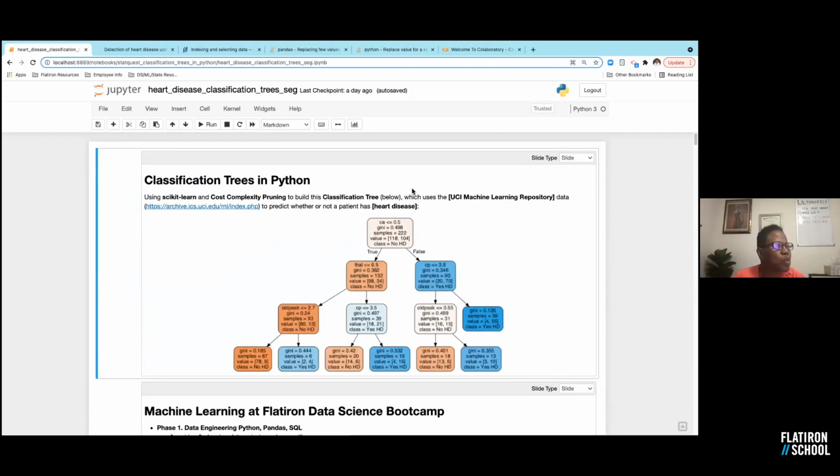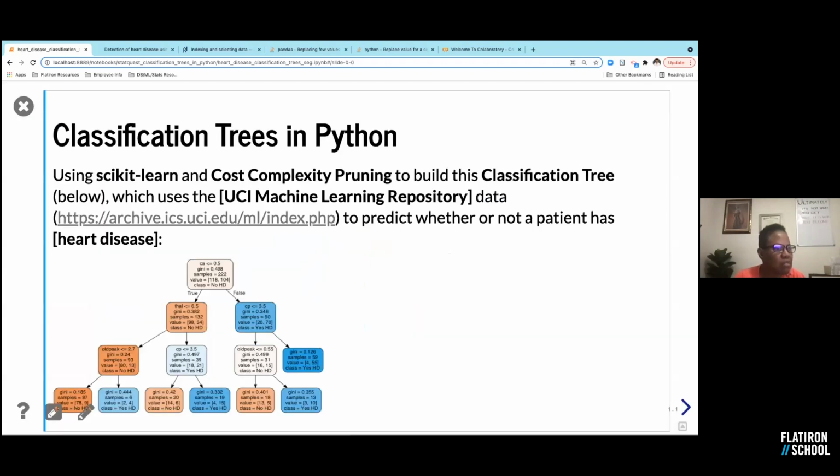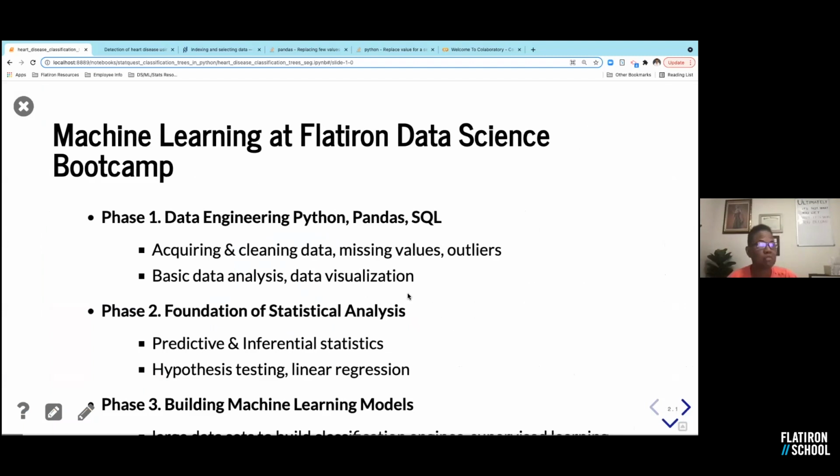So before we go into the modeling itself, I just wanted to give an overview of what happens at Flatiron in terms of the bootcamp. So we have 5 phases. The first phase is data engineering, where you learn all about Python and pandas and SQL. You learn how to clean your data, how to manipulate your data, and the fun part of data visualization. You learn all about that in the first phase.